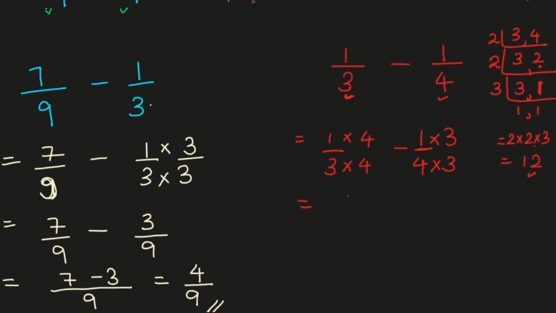Then 1 into 4, it's 4. 3 into 4, it's 12. Minus 1 into 3, it's 3. 4 into 3, it's 12. So what's going on now? The denominators are same, so the answer's denominator also will be same as the question's fractions. So I'm putting it as 12. Then I can simply subtract the numerators. 4 minus 3, the answer is 1, right? So the answer of this question is 1 upon 12.